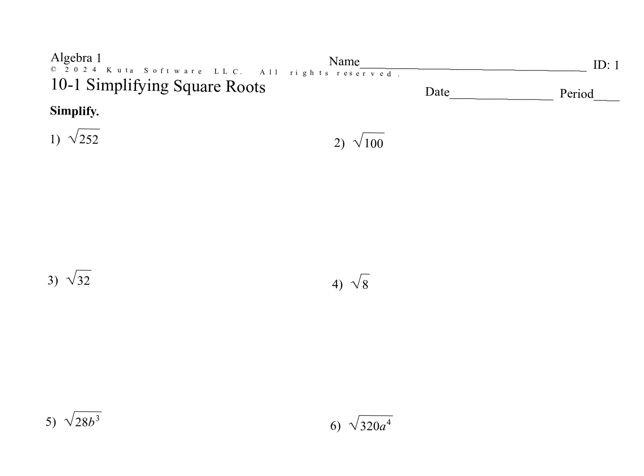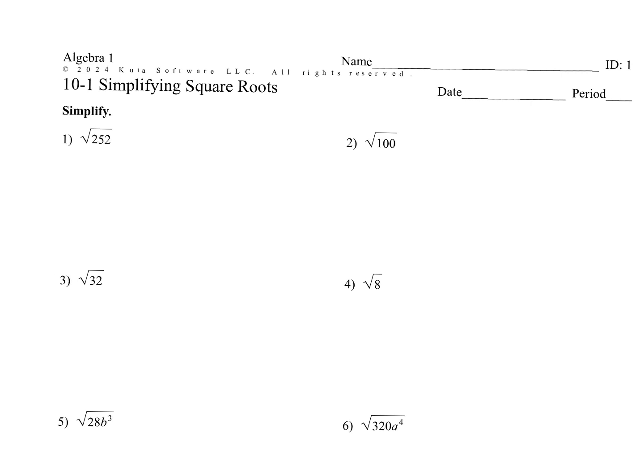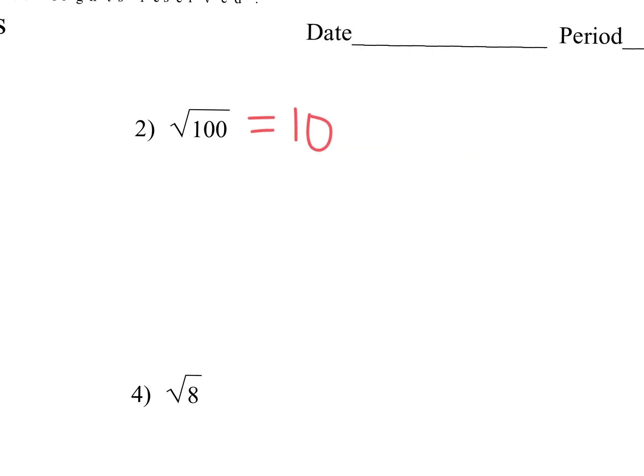Okay, why did this one work? Square root of 100. Why did that work? Because 10 can go into 10 times. Right, because this breaks up into 10 times 10 to give us 100. So if we took the square root of 100, we would get our 10.